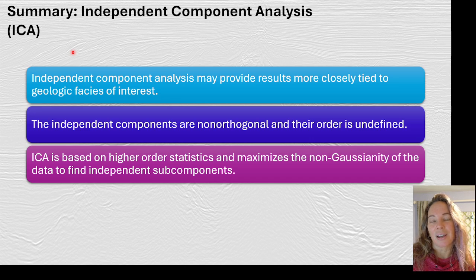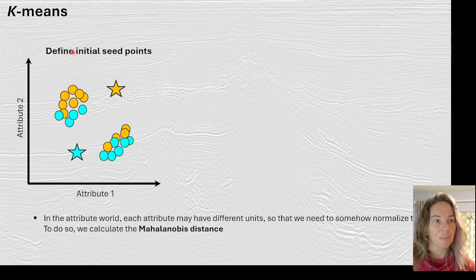ICA gives us results that I find are typically more closely tied to actual geologic facies than PCA does, because it can handle those non-Gaussian distributions and it doesn't require the orthogonality. It doesn't have that component required. And so anyway, those are some things to keep in mind. It's also based on higher order statistics. So overall, I always try out ICA first, like I mentioned.